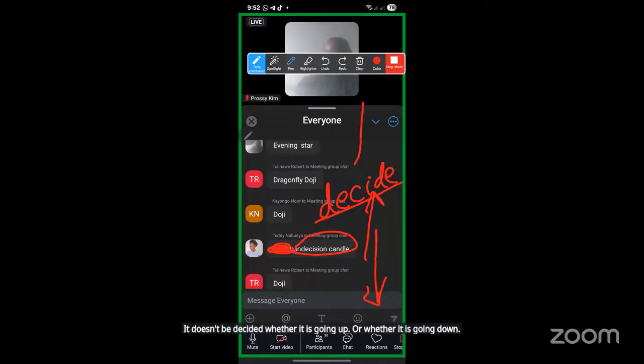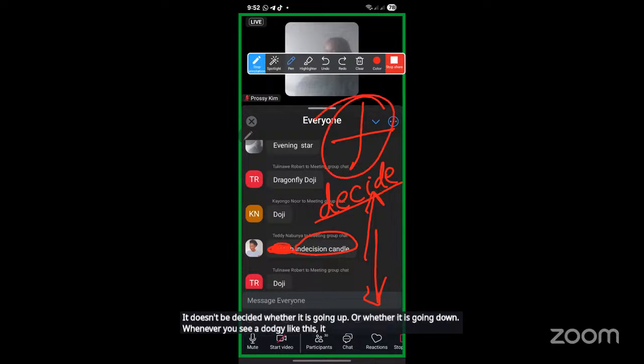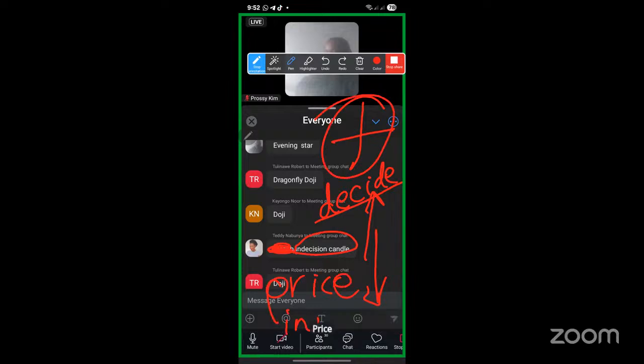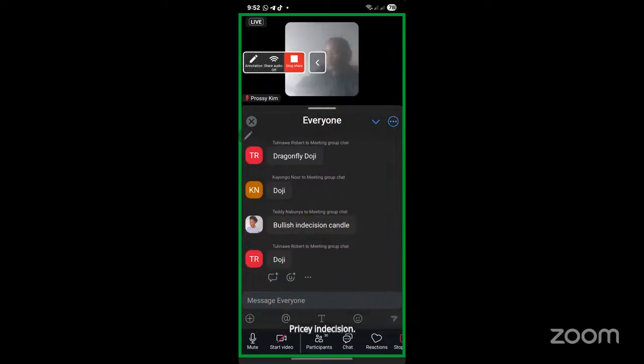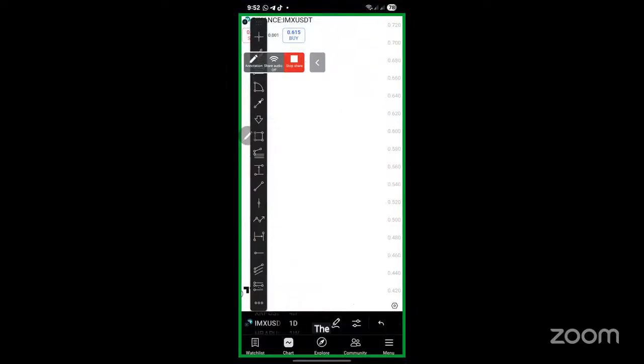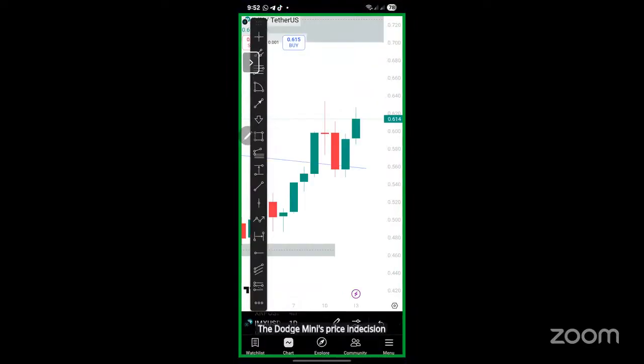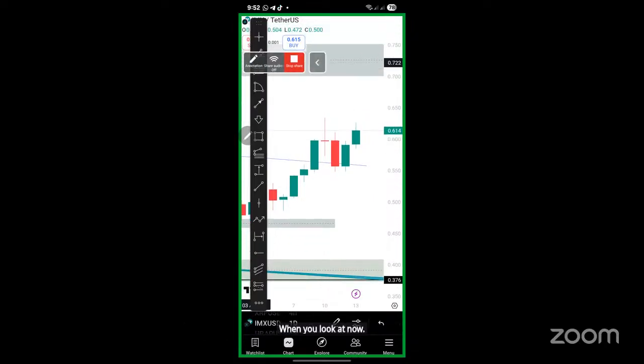Whenever you see a doji like this, it means price indecision. The price has not decided whether it is going up or down. You understand? Price indecision. Simple. The doji means price indecision. However, when you look at it like this, this is what I wanted to talk about.